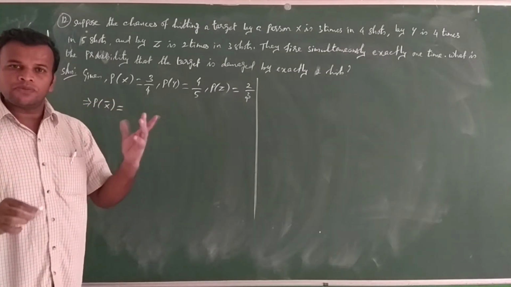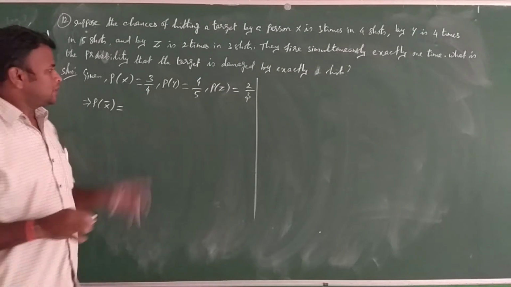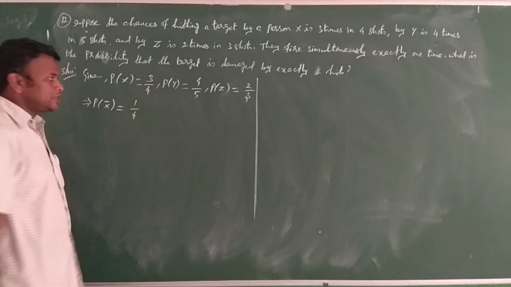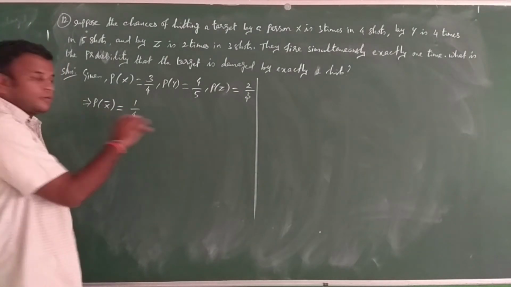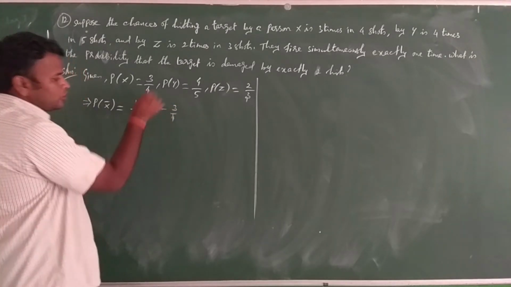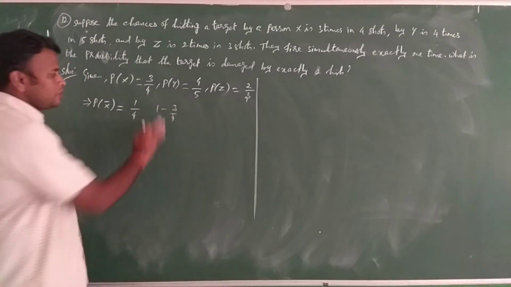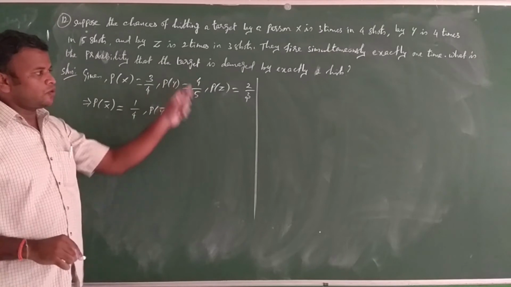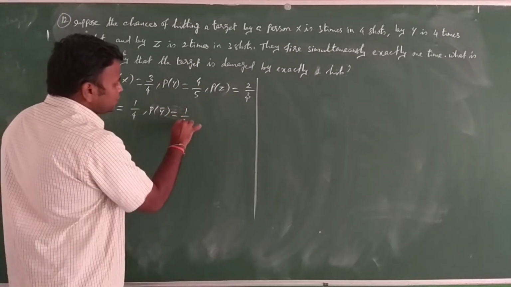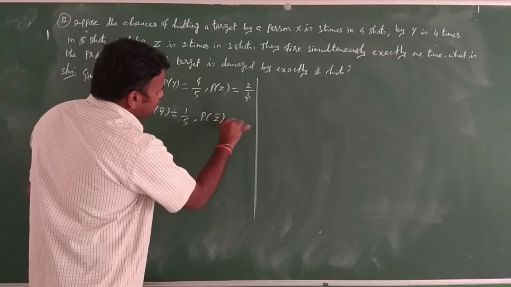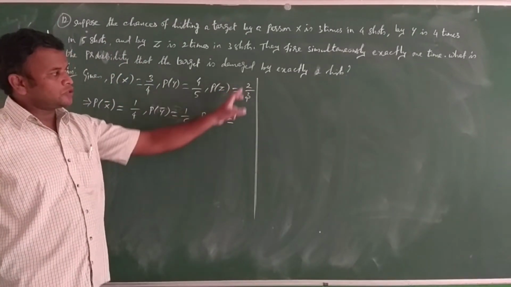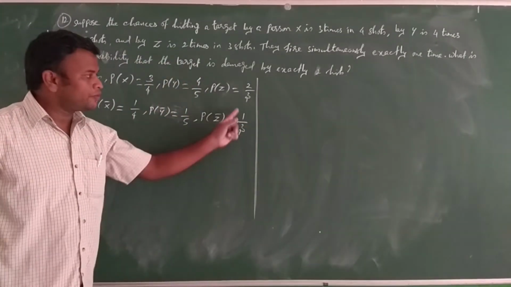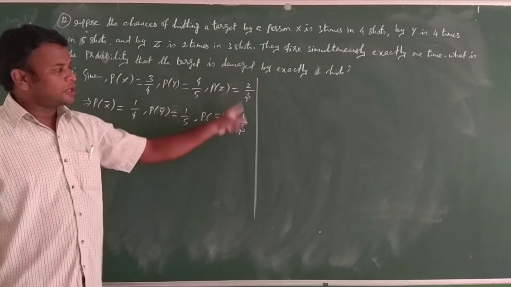Because exactly two hitting means one person cannot hit the target. So P of x is 3 by 4. What about P of x bar? The value is 1 by 4. P of x bar formula is 1 minus 3 by 4. We cross multiply, we get 4 minus 3 is 1 by 4. P of y is 4 by 5, so P of y bar is 1 by 5. P of z is 2 by 3, so P of z bar is 1 by 3. How do we get 1 by 3? 1 minus 2 by 3. We cross multiply, we get 1 by 3.